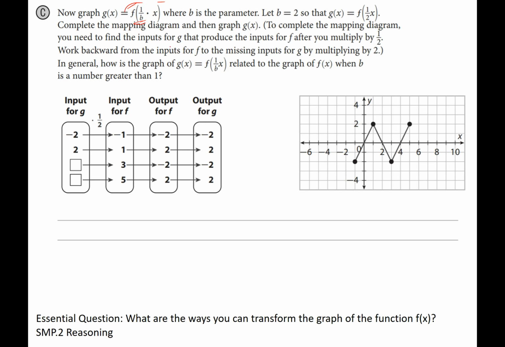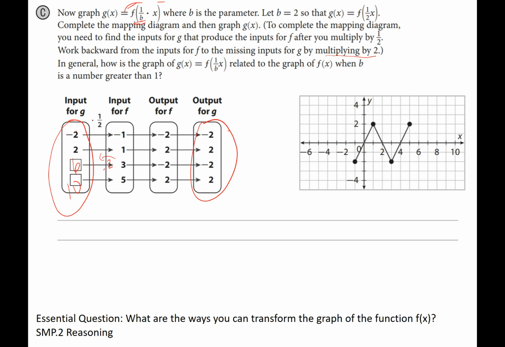To complete the mapping diagram, you need to find the inputs for g that produce the inputs after multiplying by 1/2. So if I multiply these inputs by 1/2, I get 1/2, negative 2 times 1/2 is negative 1, 2 times 1/2 is 1. In order to go backwards, we need to multiply by 2. So 3 times 2 is 6, and 5 times 2 is 10. Again, we're not touching the outputs. They were given to us. So we're going to graph it with these inputs and these outputs, these x values and these y values.